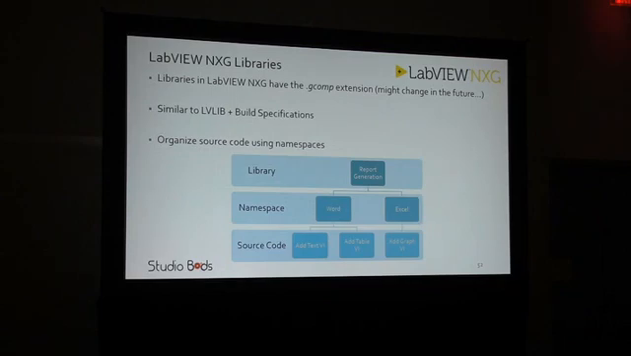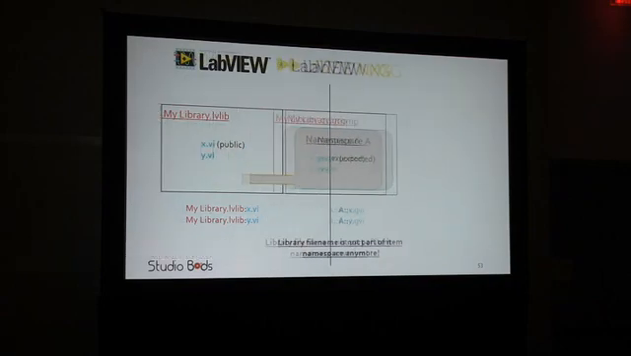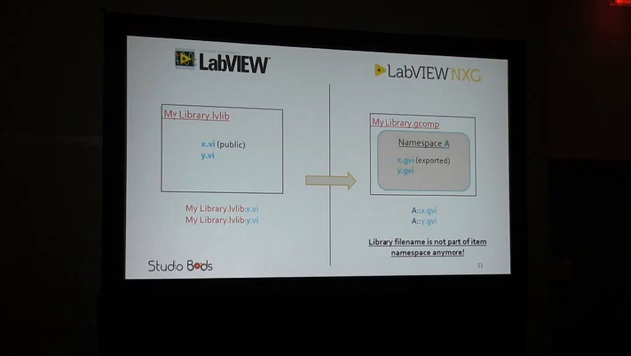So if we look at CurrentGen, we have my library.lvlib with X and Y VIs. X is public. And if you look at the fully qualified name, you can see that the fully qualified name of the VI contains the name of the library. Now if we look at LabVIEW NXG, we have my library.gcomp. We create a namespace A. The public VI is now named exported VI. And the library file name is no longer part of the namespace. Only the namespace is in the fully qualified name.